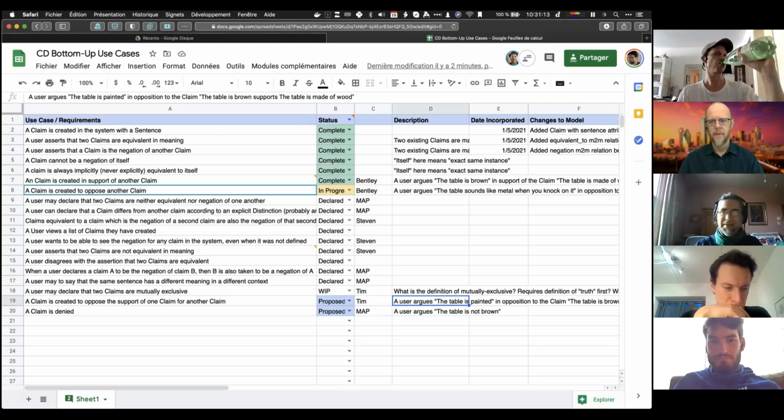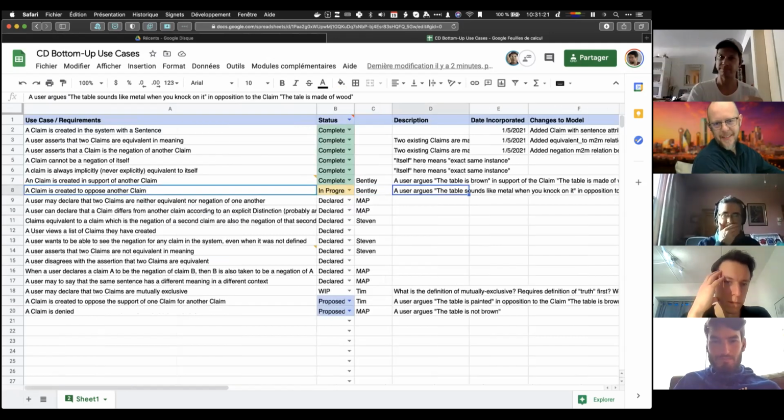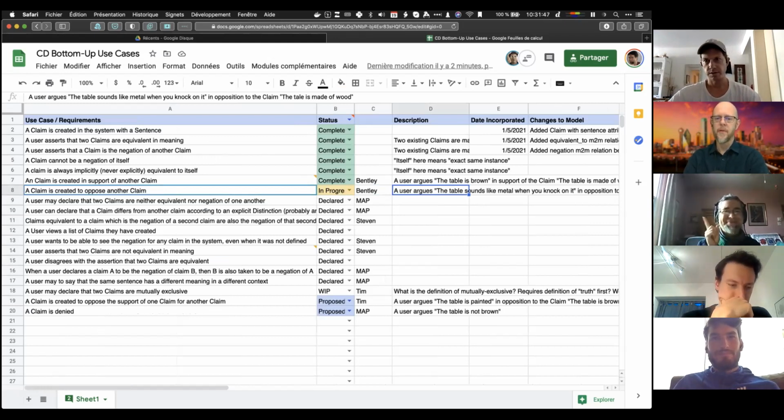Oh, but is that happening? Okay. Sorry, I'm being distracted. No, not distracted. I don't think that what we give is an opposition. I'll go as far as to say, if you look at the example, the table sounds like metal when you knock on it. It's not opposing the table is wood. It's arguing for metal. It's arguing for a contradictory claim. It's not directly arguing against wood. So the implication is the person is fully saying, which wasn't written down, that the table is not wood because, and then it doesn't matter what the because is.